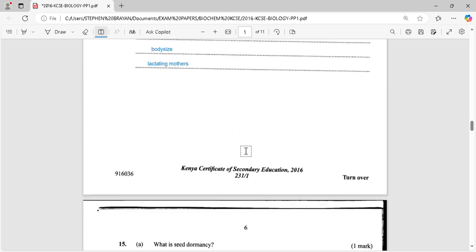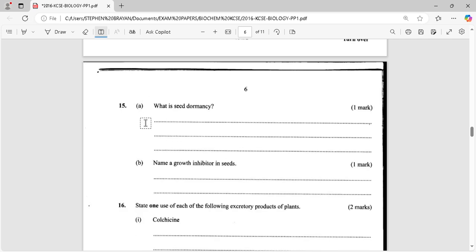From there, you go to question 15, where you are asked what is seed dormancy. Seed dormancy is learned in Form 3 in a topic called growth and development. That is where you meet germination. So what do you mean by seed dormancy? This is a topic which is very critical. Seed dormancy is a situation in which a seed cannot germinate, even if you provide all the conditions that are necessary for germination to take place.